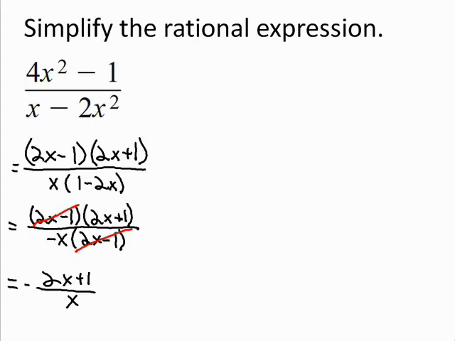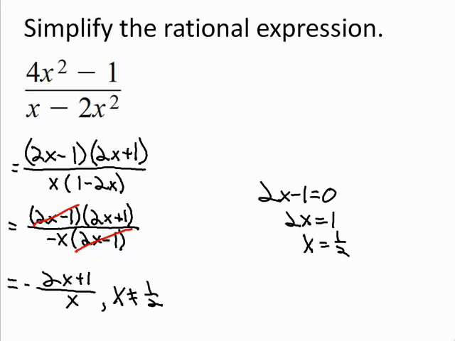In the original expression, there was a 2x minus 1 in the denominator. 2x minus 1 cannot be equal to 0. Set this equal to 0 and solve for x. 2x minus 1 equals 0. Add 1 to each side. 2x equals 1. Divide each side by 2. X equals 1/2. The simplified expression is negative 2x plus 1 divided by x, where x is not equal to 1/2.